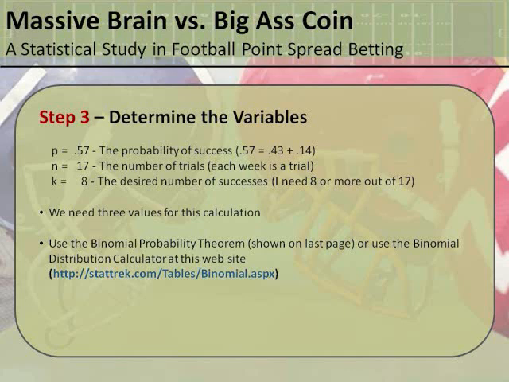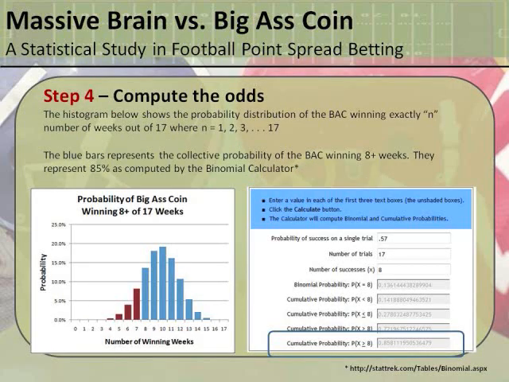Okay, with these values, we are now ready to compute my odds of winning this bet. The histogram on the left is the overall distribution of the big ass coin winning every combination of weeks from 0 through 17. As you can see from the graph, the odds of winning less than 4 weeks or more than 15 weeks are so low that they don't even show up on the chart. But the most probable scenario is that I will win 10 of the 17 weeks.